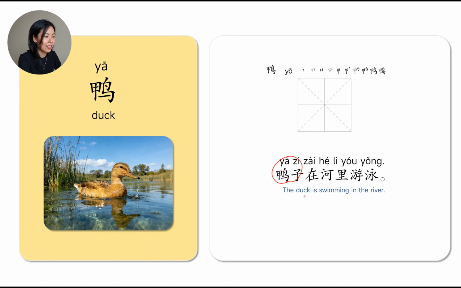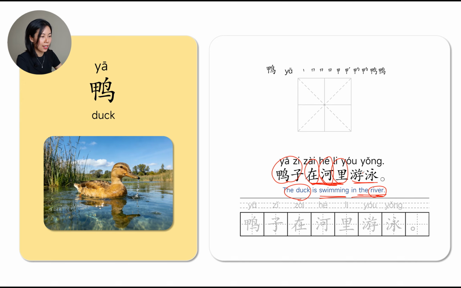鸭子 the duck, 在 in, on, at, 河 river, 里 inside. So 在河里 in the river. 游泳 swimming. So the whole sentence, 鸭子在河里游泳, the duck in the river swim.